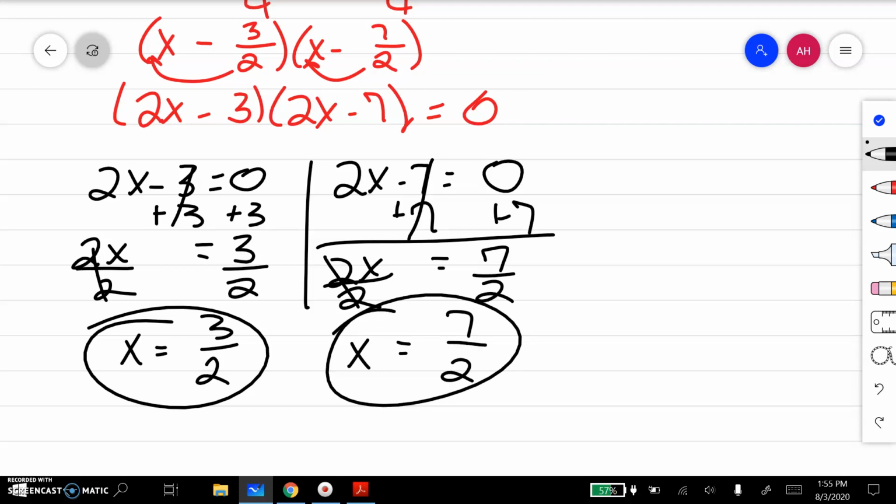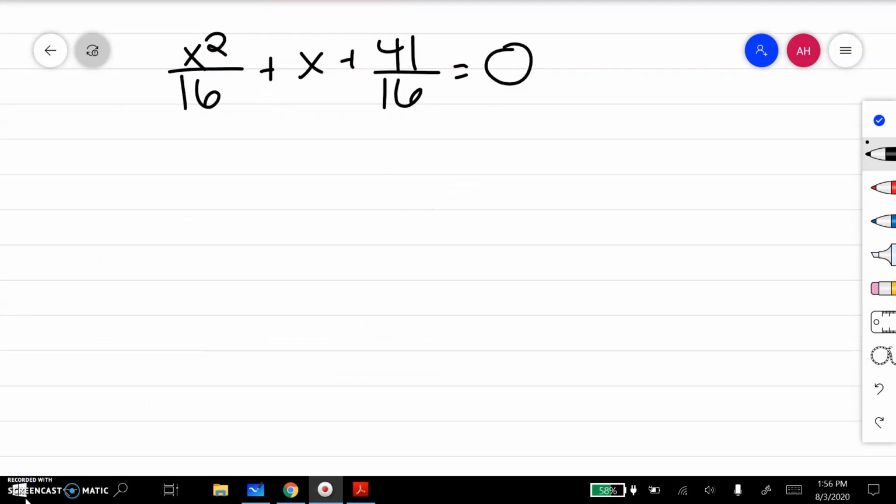Okay, again, you could use the quadratic formula. You're going to get the same thing either way. All right, another quadratic equation. But this one has fractions in it. So what we're going to do here is, first of all, we want to clear the fractions. It makes it so much easier.